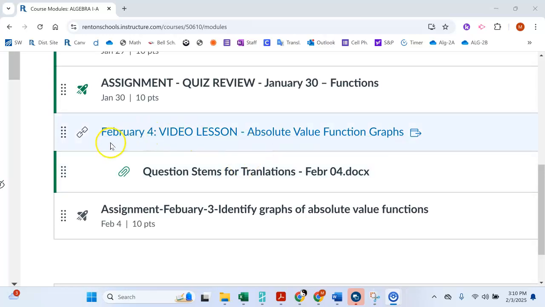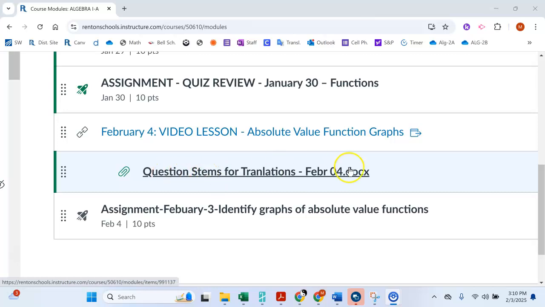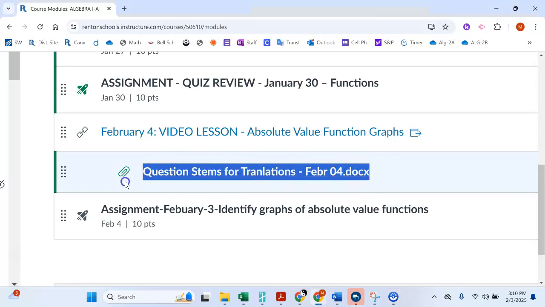Okay, hello. Today we are going to be covering, February 4th, absolute value function graphs. So please, you will be watching this video right here. And also, please make sure that you open this file right here because it shows the question stem so you can do translations for it.